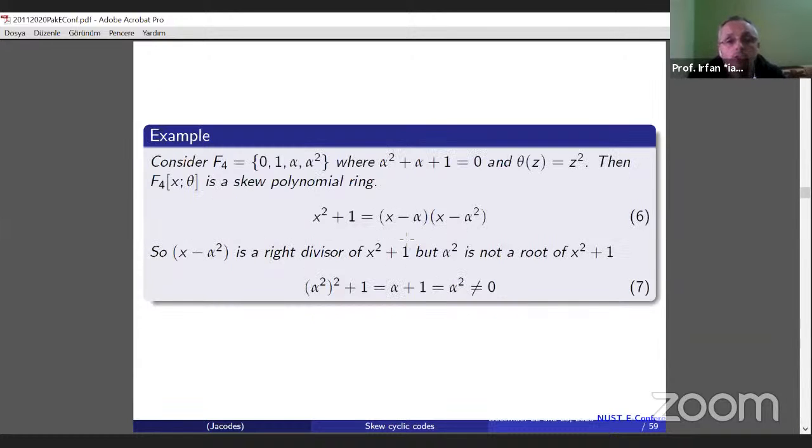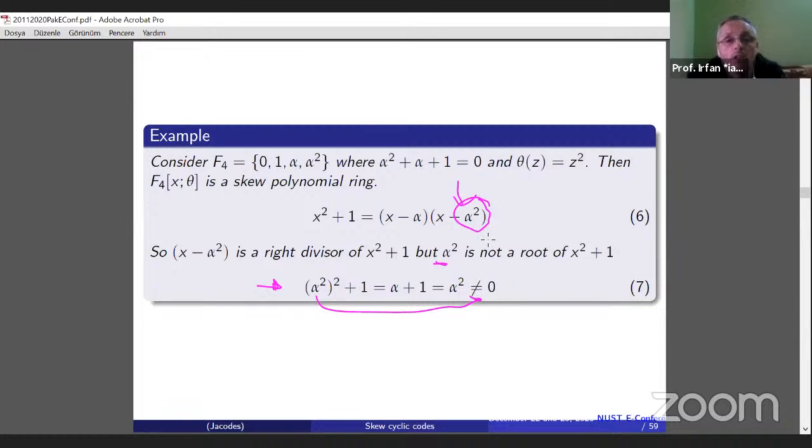Okay, here is an example. We have a skew polynomial, and x minus alpha squared is a right divisor here. It's not telling much, but the important thing is that, as you see from here, in the commutative case alpha squared would be the root of the polynomial. However, if we have a skew polynomial ring like this, you see alpha squared is no longer a zero. So it has its own difficulties.